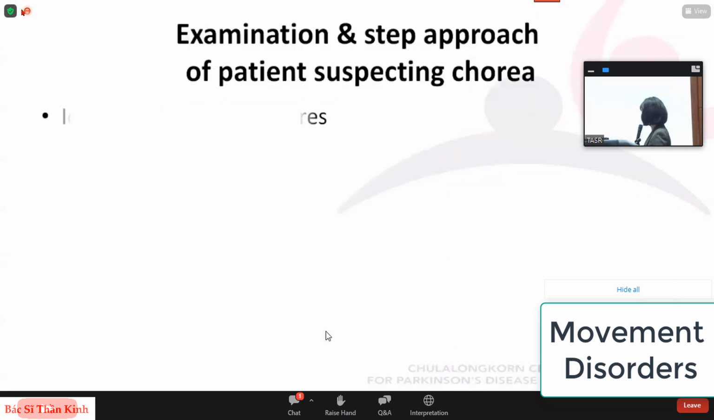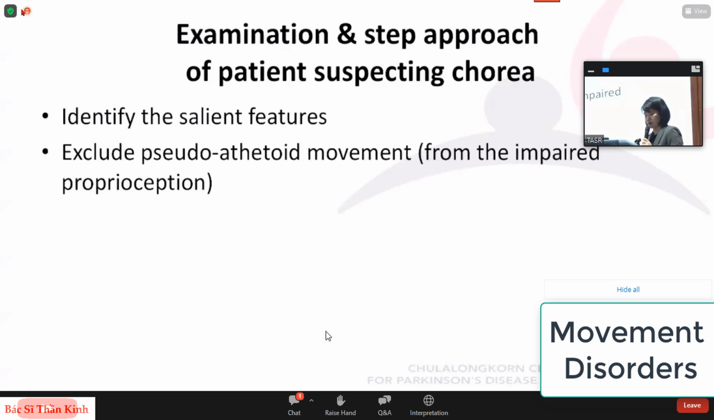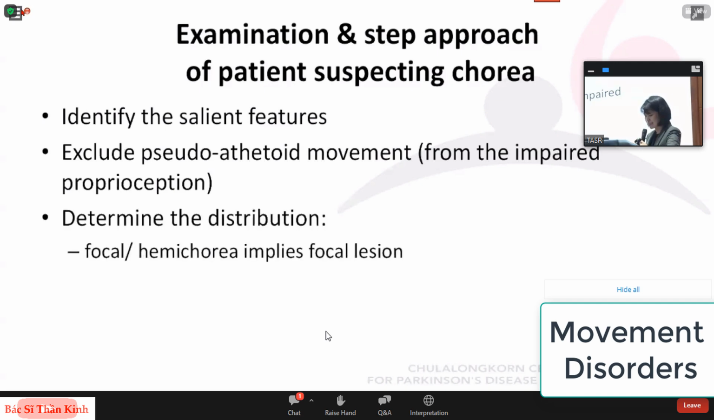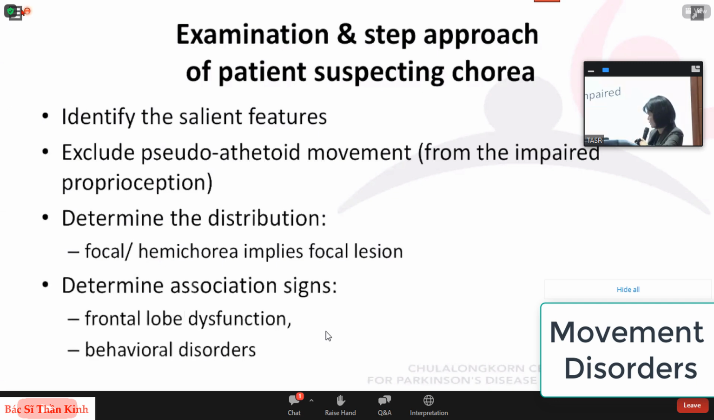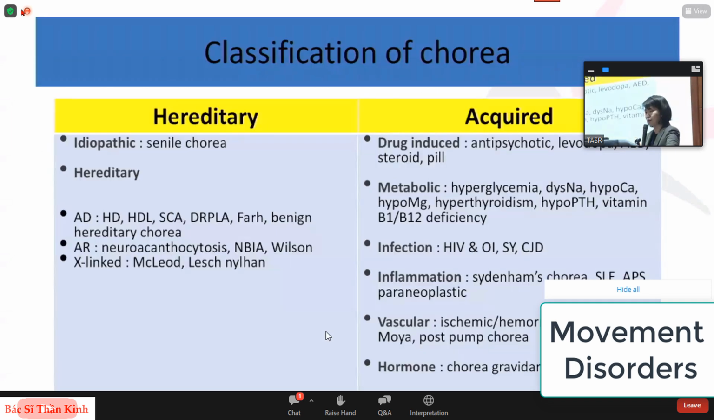For the examination of chorea, you have to look for features to exclude other conditions like pseudoathetosis, which can look like chorea but is from impairment of proprioception. It may be more severe when the patient closes their eyes and impairs the proprioception test. Then you can determine the distribution of the chorea and try to find the other side. And this is the list of causes of chorea.